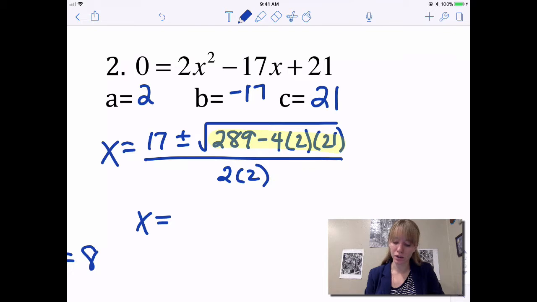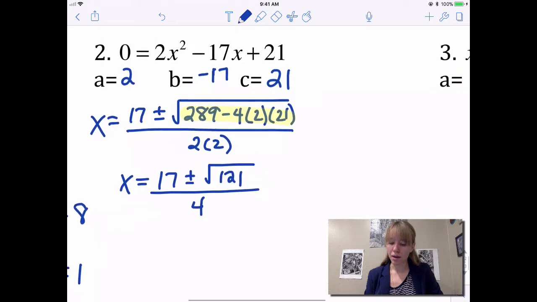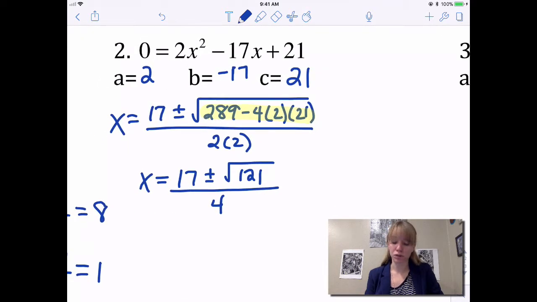So I get x equals 17 plus or minus the square root of 121. Notice I haven't taken a square root yet at this point. We'll see why that is in the next couple problems. And then I divide by 4, because 2 times 2 is 4. We know, again, what the square root of 121 is. So I get 17 plus or minus 11 divided by 4.